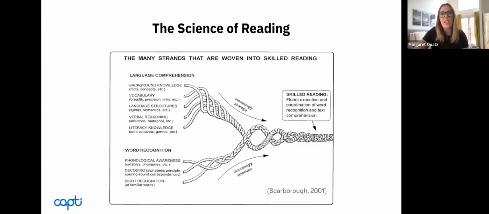the science of reading. And I'm using Scarborough's heuristic of the reading rope, which shows us all of these skills that have to be woven together to really get to skilled reading. And today specifically, we're going to look at language structures. We're going to look specifically at the syntax and semantics to really be able to understand meaning at that sentence level. So that's where we're going to jump in.